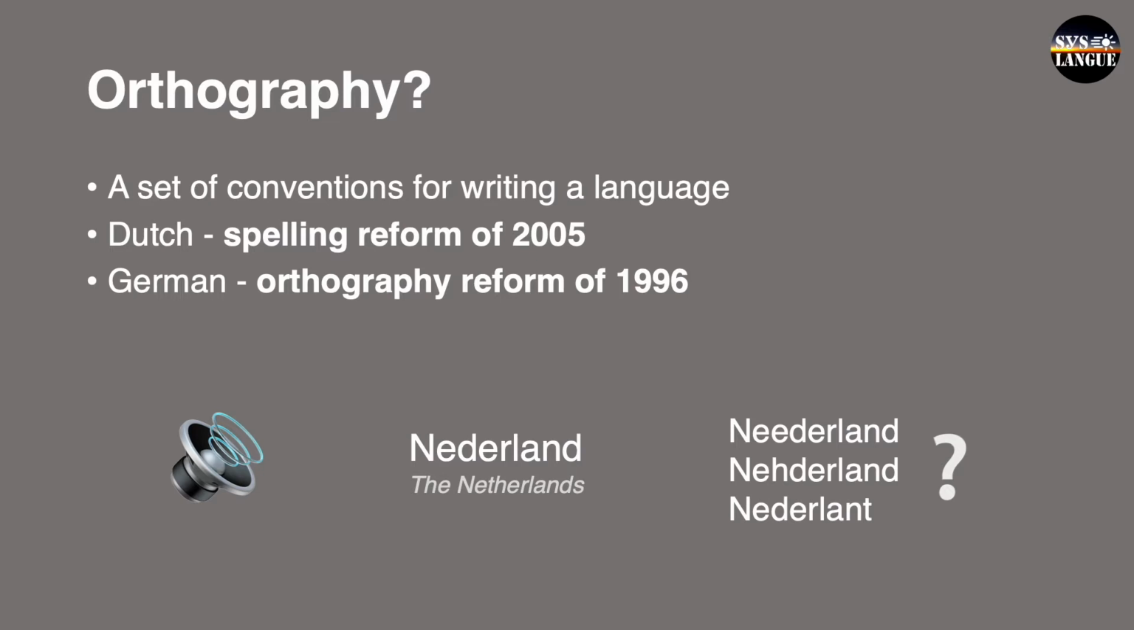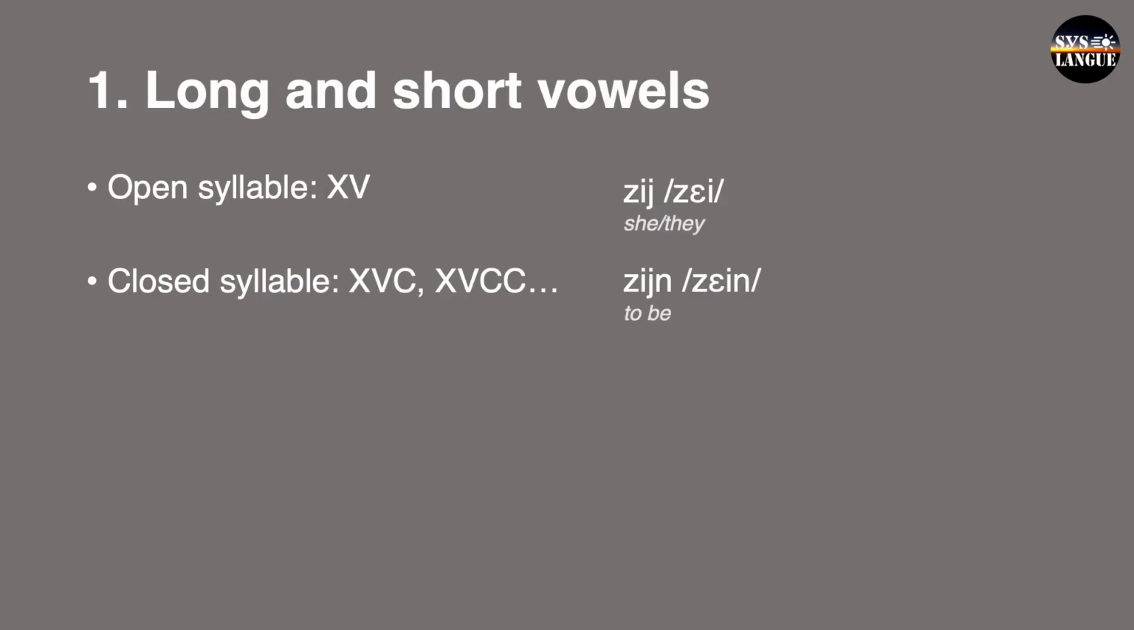Please note that I'm discussing in the direction of how to write down sound, not the opposite direction of how you should pronounce a written form of a language. The first aspect I would like to talk about is how long and short vowels are reflected in both languages.